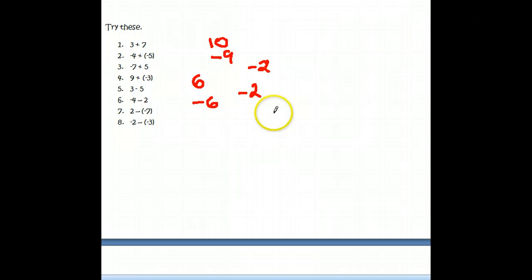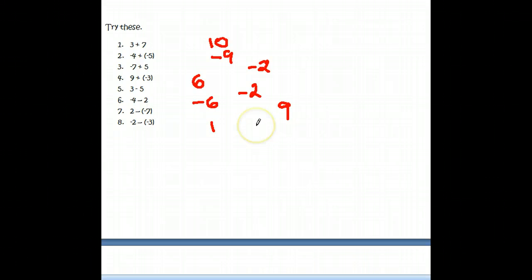Problem number 7, we start at 2 on the number line. We're subtracting, so we're facing to the left, but it's a negative 7, so we're going backwards 7. That will take us to 9. And then last problem, number 8. We're going to start at negative 2 on the number line. We're subtracting, so we're facing to the left. It's a negative 3, so we move backwards 3, so that's going to take us to positive 1.